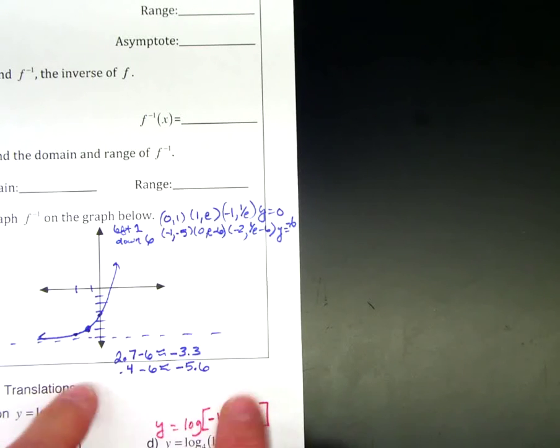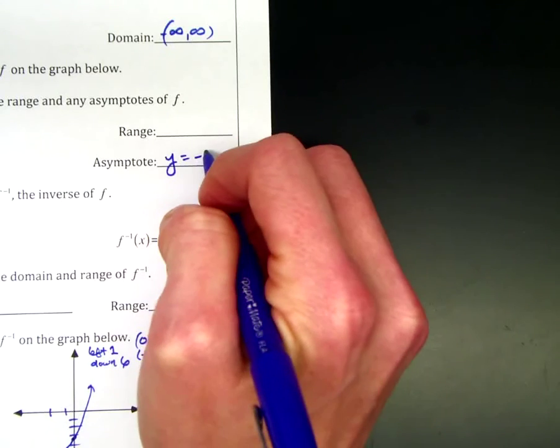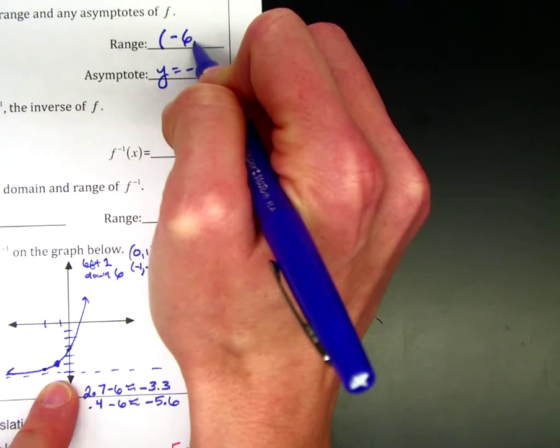What's the asymptote for this function? Let's start there. Y equals -6, and therefore the range is from -6, and we're going up to infinity. All right.